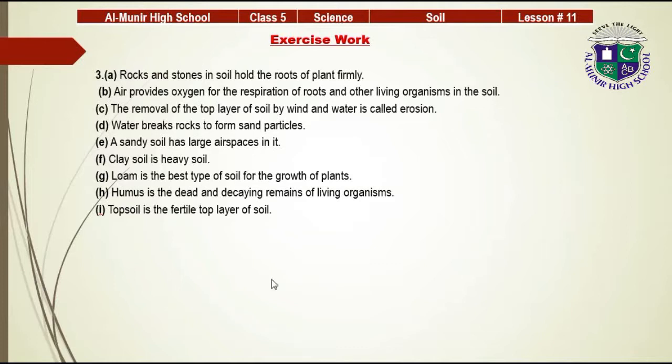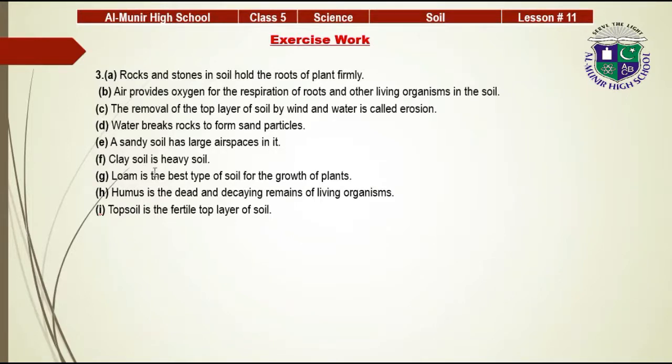Lastly, we have correct the following statements. Part A, rocks and stones in soil hold the roots of plants firmly. Part B, air provides oxygen for the respiration of roots and other living organisms in the soil. Part C, the removal of the top layer of soil by wind and water is called erosion. Part D, water breaks rocks to form sand particles. Part E, a sandy soil has large air spaces in it.